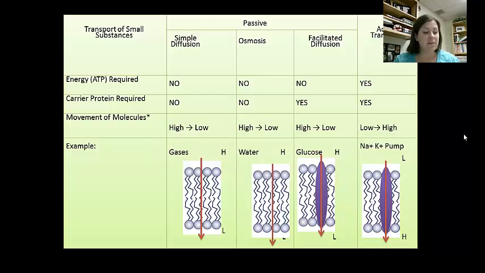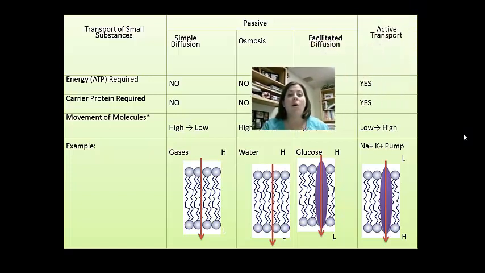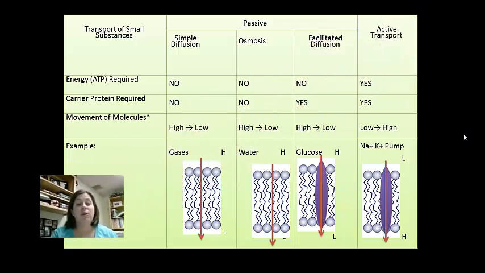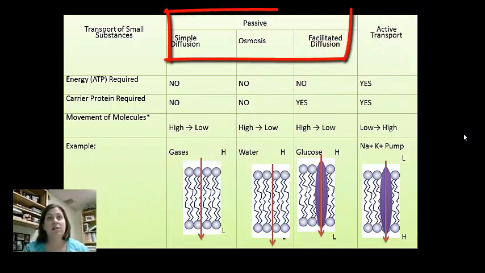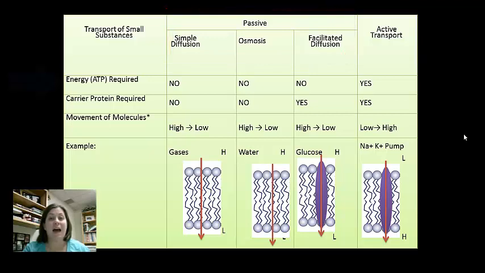Also, the next one comes again straight out of your notes. This is the types of passive and active transport and their requirements. Remember, passive transport are your simple diffusion, your osmosis, and your facilitated diffusion. They all do not require energy. You can see the no all the way across the board here. The only one that needs a carrier protein is facilitated diffusion. And these all move from high to low.